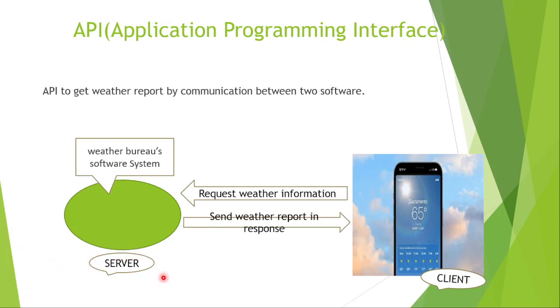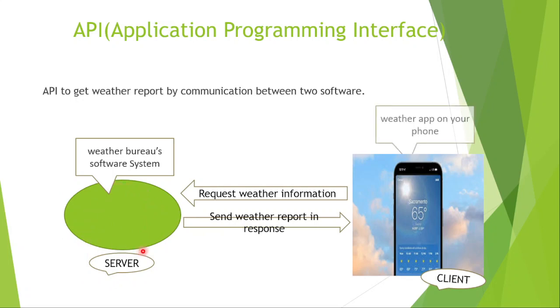Now what is meant by server and client? If someone is saying server and someone is saying client, what is meant by the server? In one line, maybe you have not seen this till now: those who are sending requests are called clients. Here my mobile application is sending the request, so my mobile application is the client, and those who are sending responses are called servers. Here the weather department software is sending the report, so the weather department software is the server.